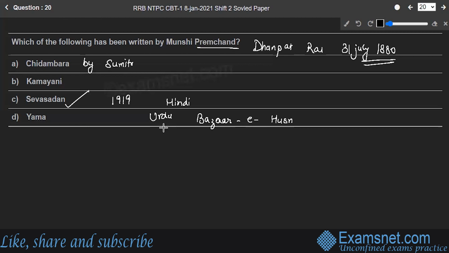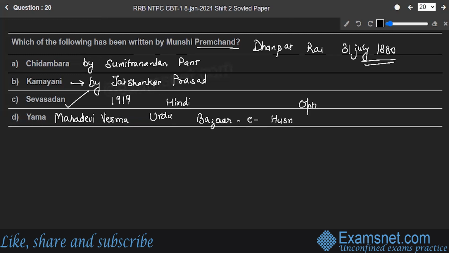If we talk about Chidambara, it's a collection of poems written by Sumitra Nandan Pant, which was awarded the Jnanpith in 1968. Kamyani is a Hindi epic poem by Jaishankar Prasad. And Yama was written by Mahadevi Verma. So option C, Seva Sadan, is the correct answer, which is written by Munshi Premchand.